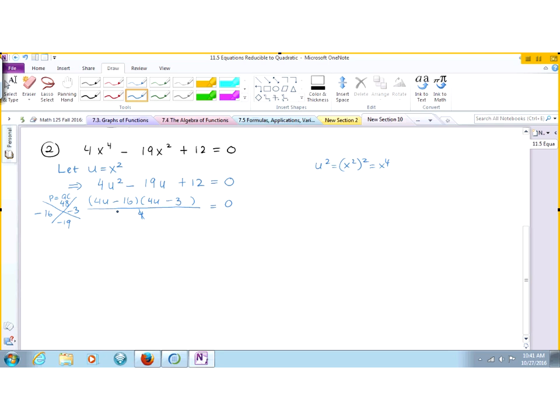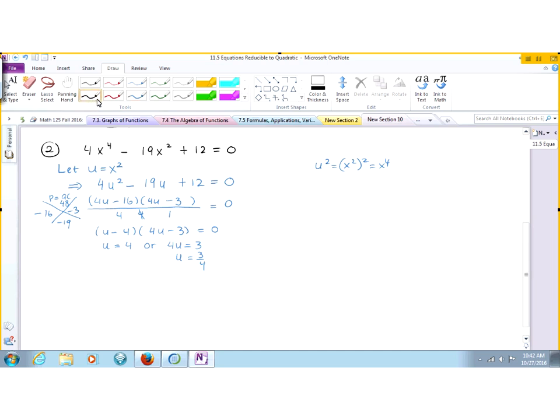What do you do with this 4? You split it into 4 times 1. Good. So what do you have? u minus 4 times 4u minus 3 is equal to 0. So you have to remember the AC, okay? We used it all the time. You see it? So u is equal to 4, or 4u is equal to 3. So u is 3 over 4.